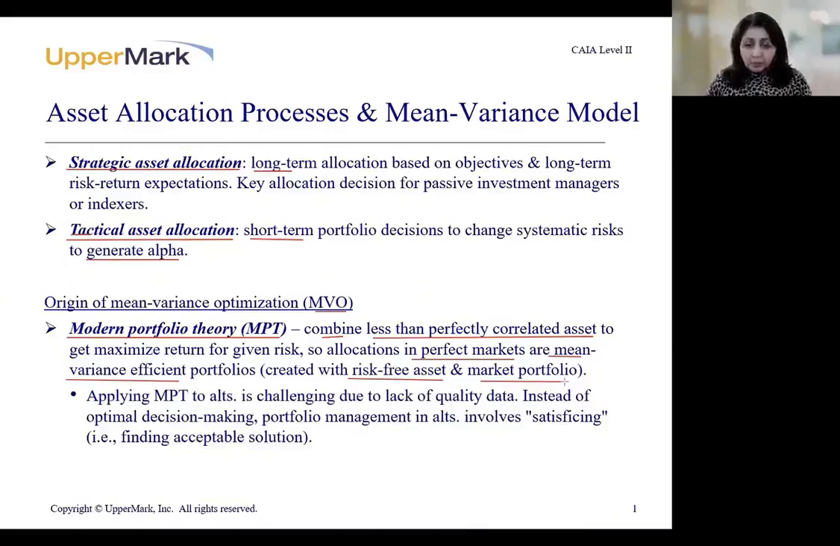Now, in order to be able to apply modern portfolio theory, you have to be able to estimate mean and standard deviation, and therefore you need good quality data. In the context of alternative investments, there's rather a dearth of data, a lack of quality data, so it makes it very difficult to apply modern portfolio theory to alternative investments.